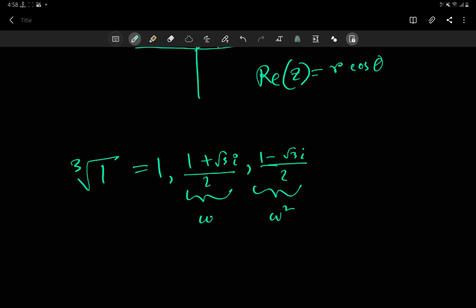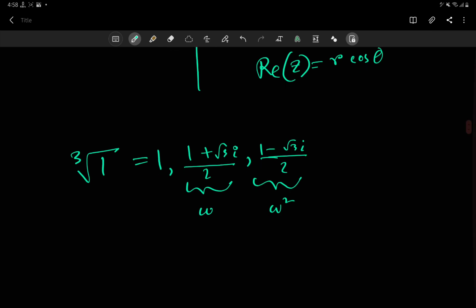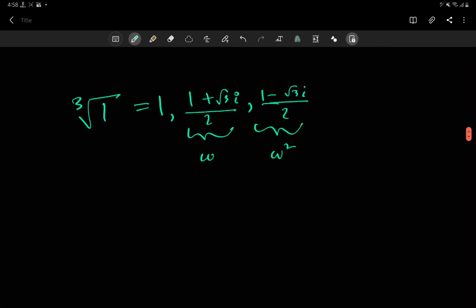Because if you multiply that 2 times, you would actually get the other. Okay, and actually I can write very easily what omega is. Usually in textbooks, maybe this was written as omega and this was written as omega squared.